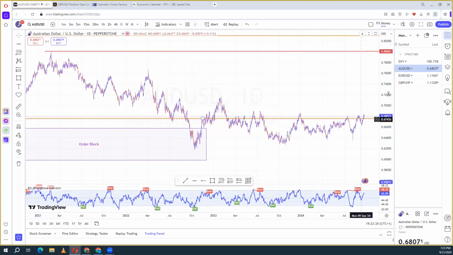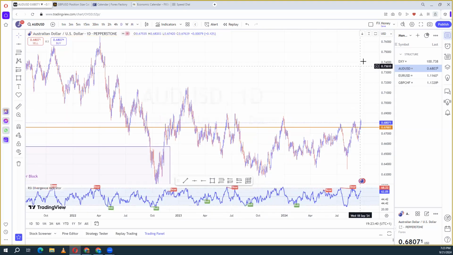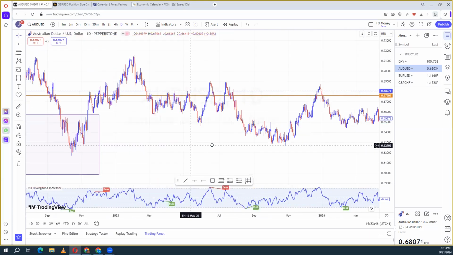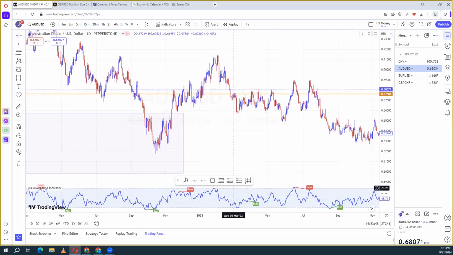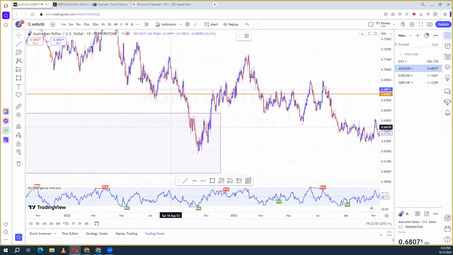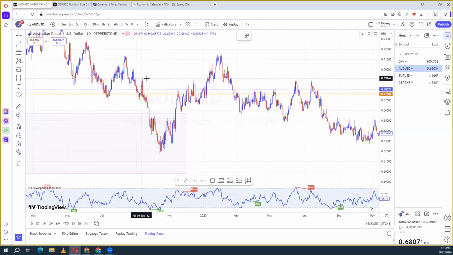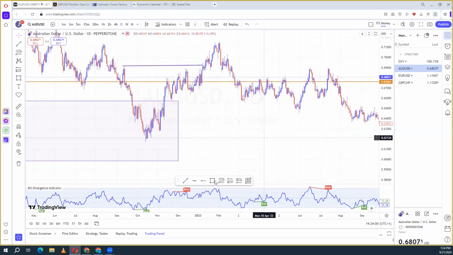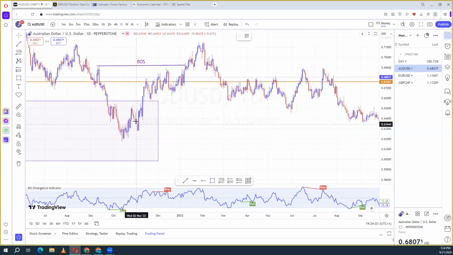Very simple analysis, right? Very, very simple. If you keep it simple, it doesn't have to give you any issue. So when it came to the discounted area, when this high on the daily was taken out, break of structure, right? You have this area that has gap. You have imbalance.